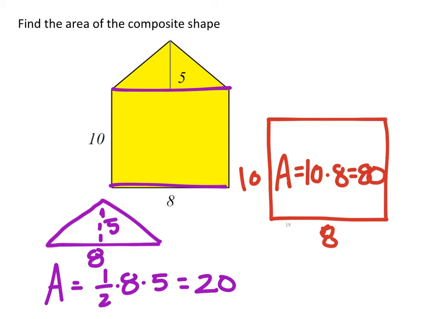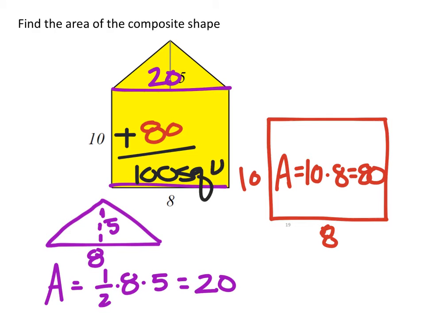So to figure out the total area of the whole thing, we'd take the 80 and the 20 and just add them together, you guys. So the total area of this one would be, I'm going to show it as 100 square units, like this. And that would be the final area of the original composite shape.